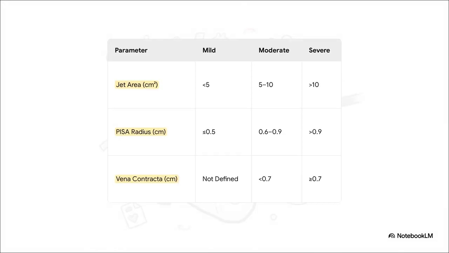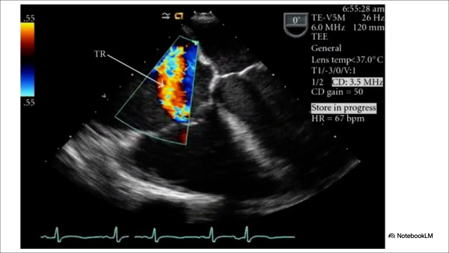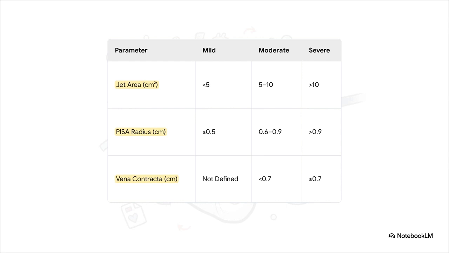And as we look at how to quantify TR, you'll notice the principles are pretty much the same as what we've been talking about. We can look at the jet area with color Doppler. An area over 10 square centimeters is concerning for severe TR. We can use the PISA method, where a radius greater than 0.9 centimeters suggests severe. And we can measure the vena contracta width. For the tricuspid valve, a width of 0.7 centimeters or more is our cutoff for severe regurgitation.